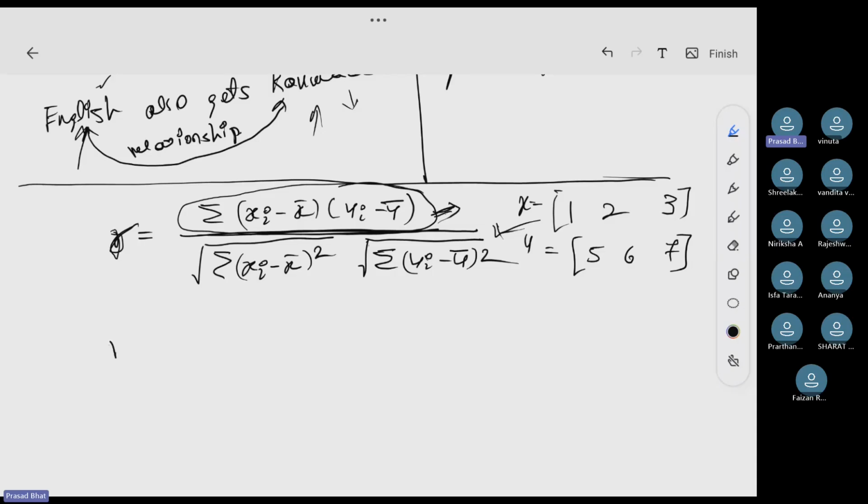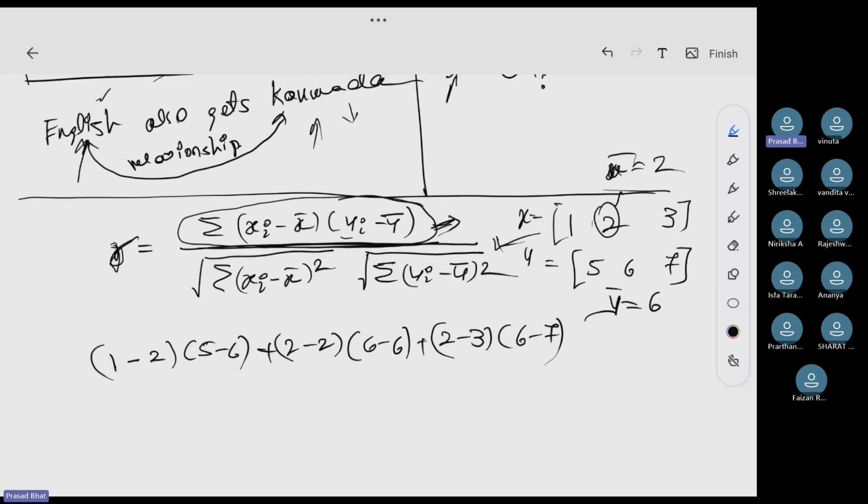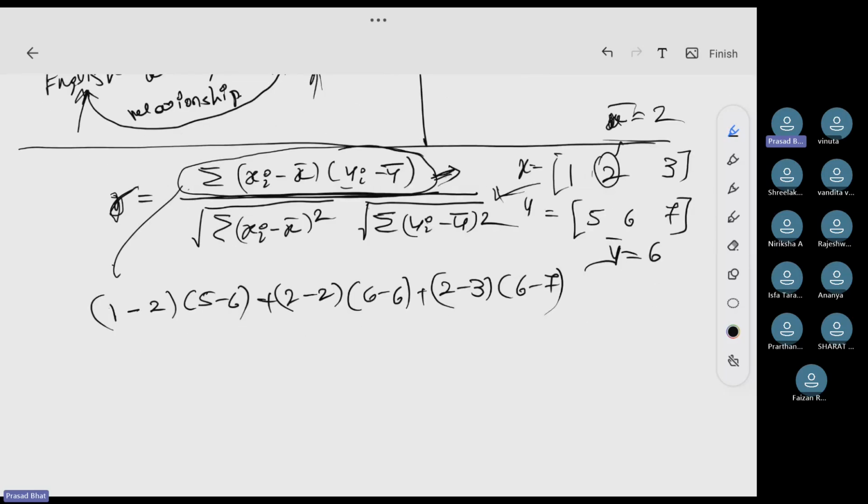It is 1 minus 2, right? Because the mean value x bar is equal to 2, y bar is equal to 6. So 1 minus 2, and then this one, 5 minus 6, plus 2 minus 2 into 6 minus 6, plus 2 minus 3 into 6 minus 7. This is what this term is going to be. Correct. Okay, look at this.